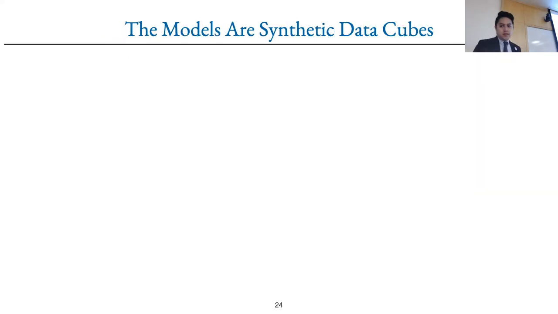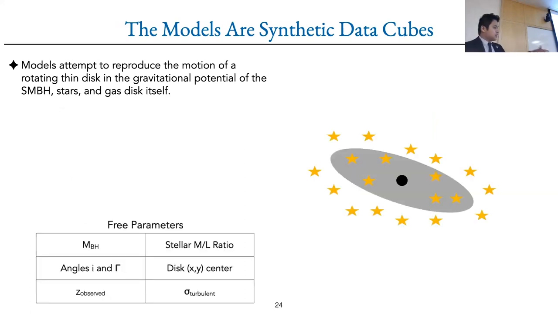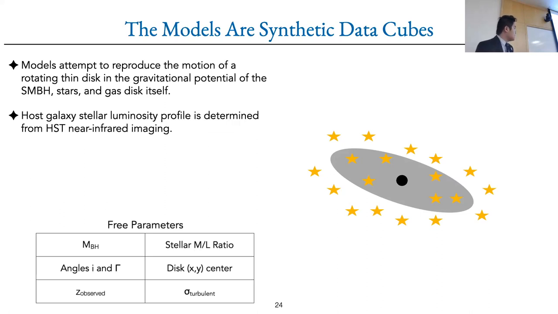The models that I've created are themselves synthetic data cubes. What the models try to do is reproduce the motion of a thin rotating disk that's in the combined gravitational potential of the black hole, the extended stellar mass distribution, as well as the mass of the gas disk itself. But the gas disk is typically the least dominant component, the most subdominant in terms of the mass budget. And so really we worry about the mass of the black hole and the stars when it comes to these dynamical models. To get the mass of the stars, we use Hubble Space Telescope images and convert the observed brightness distributions into mass profiles.